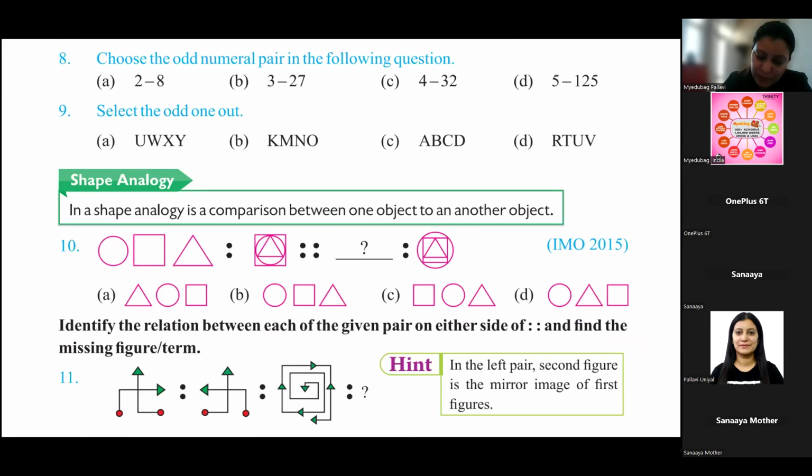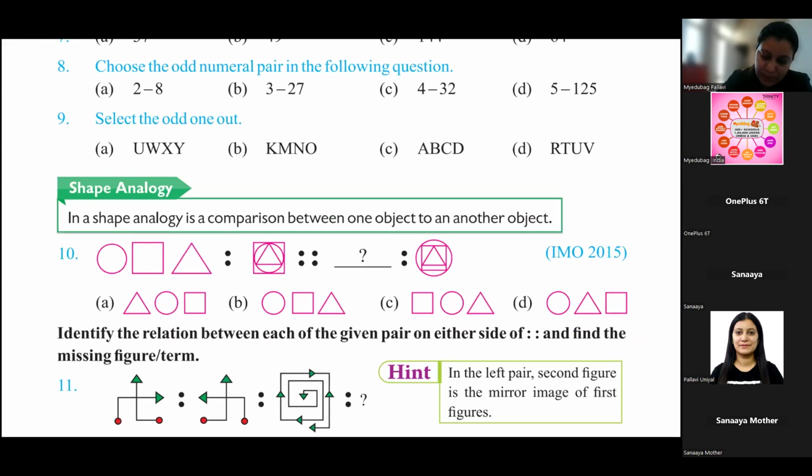Sanaya, now from here you can also see. Yes, ma'am. So question number 8, what is given to us? Now, this is also number analogy, or we can say classification based on numbers. But here, instead of single numbers, we are given a pair of numbers.